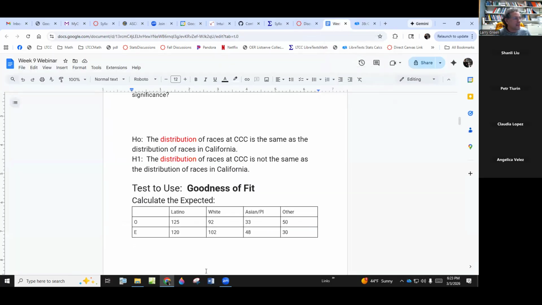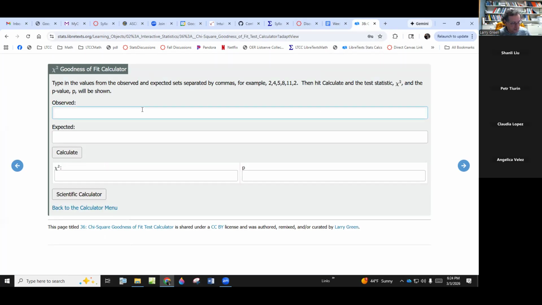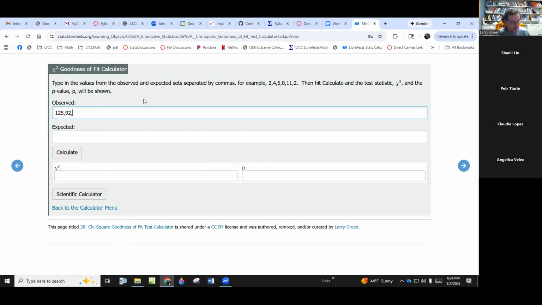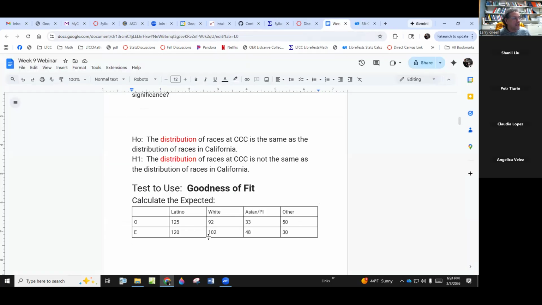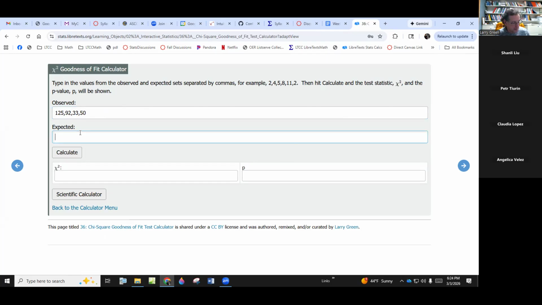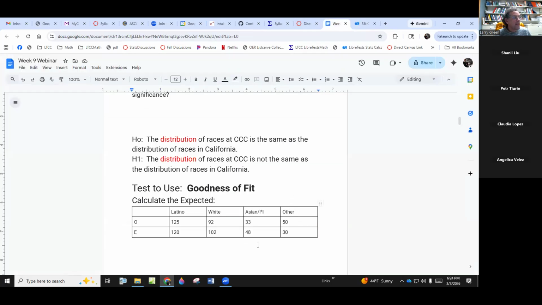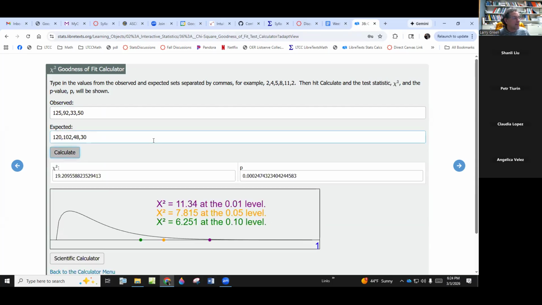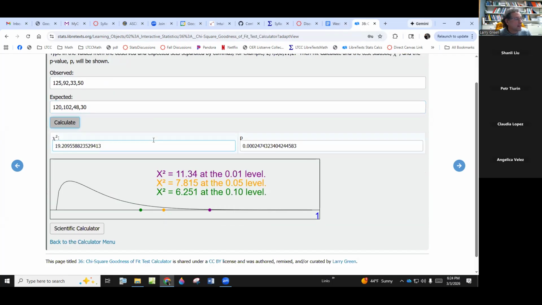So observeds are 125, 92, 33, and 50. And the expecteds, 120, 102, and then 48 and 30. And I hit calculate. And it gives me everything I need.